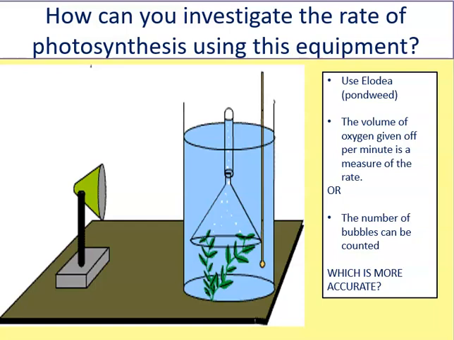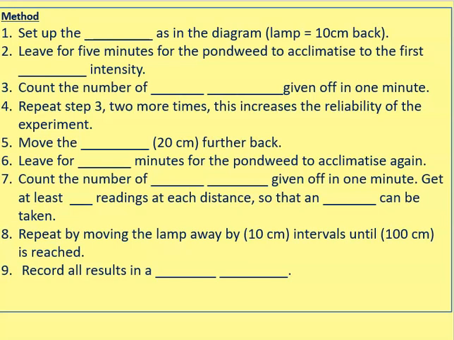Please remember to make this practical as reliable as possible. You do repeats. So remember, reliability equals repeats. So in an exam, if they ask you how to make a practical more reliable, you say that you would repeat each data point that you've taken or each practical that you have done. Okay, so you have to get that word repeat in there somewhere. And at each part, you would count how many bubbles, okay, and then you would see what happens as the lamp moves away.